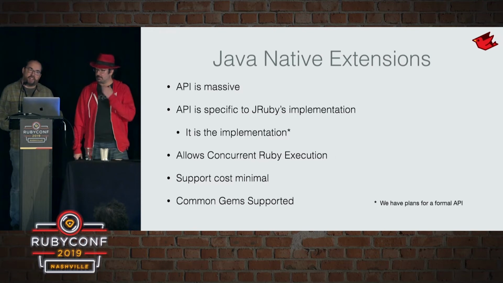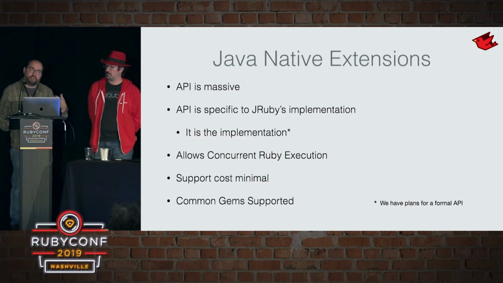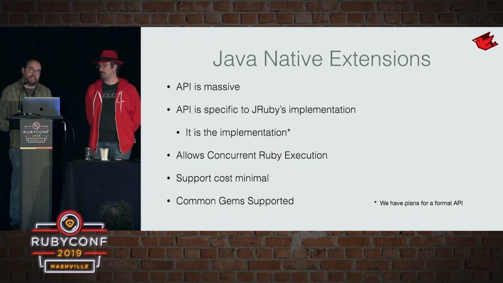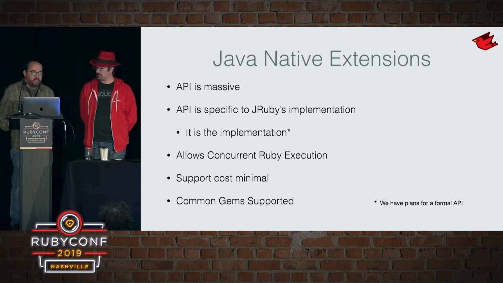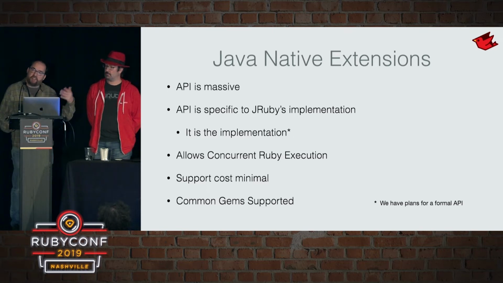And we also already had Java native extensions, and they actually ran faster. So it was frustrating when someone had used the C extension instead of our Java native one. This is also a big API because it's also our implementation. We have plans to change that, and it's embarrassing that we haven't done it because we've had this plan for years. But obviously, we can do concurrent execution. We have almost no cost in our API because it's our implementation. And as you saw on the previous slide, we have lots of native extensions already.